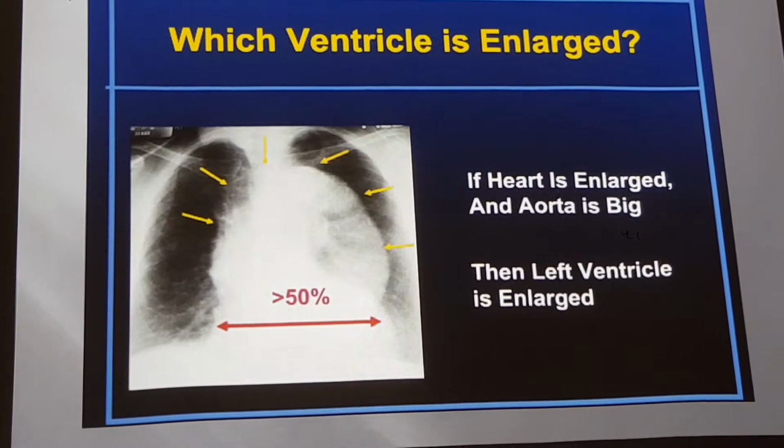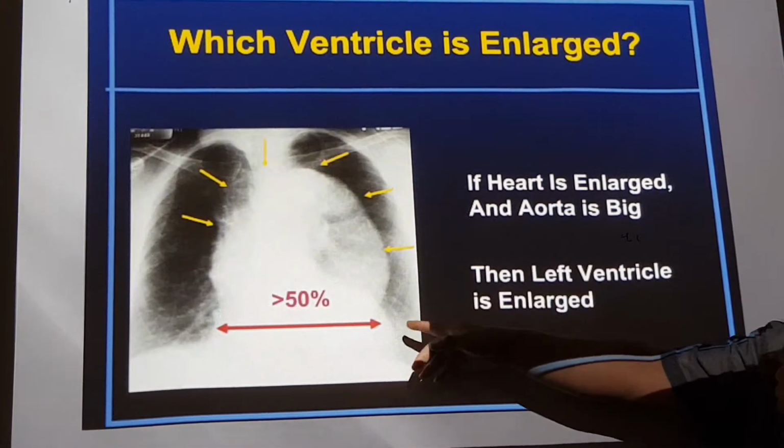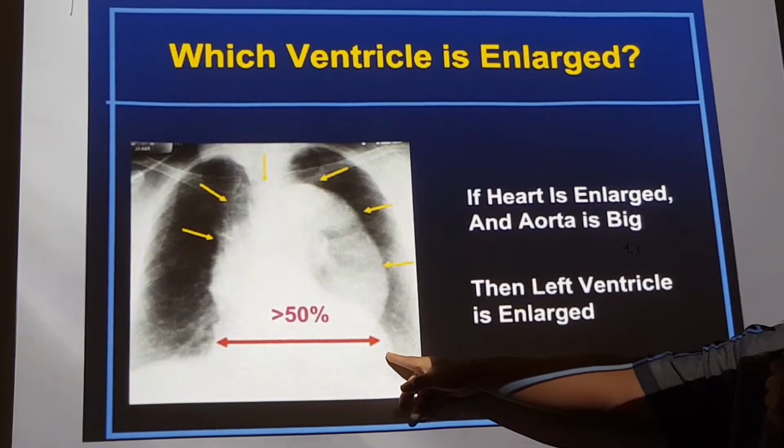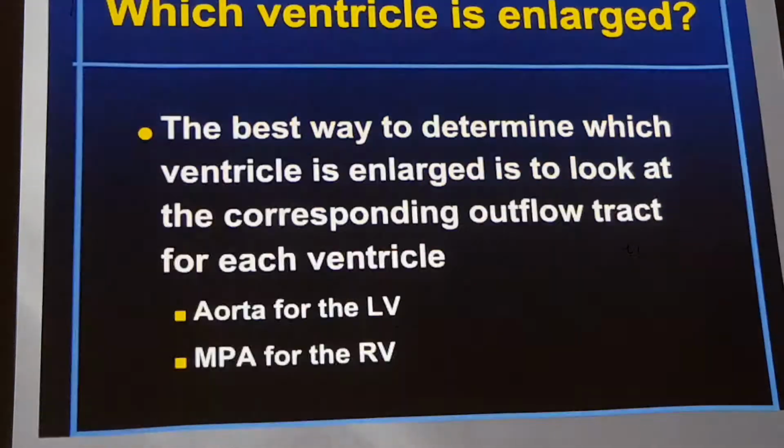So if the heart is enlarged and the aorta is big, most likely the left ventricle is enlarged. We also check if the cardiac apex points downwards and lateralwards. Okay.